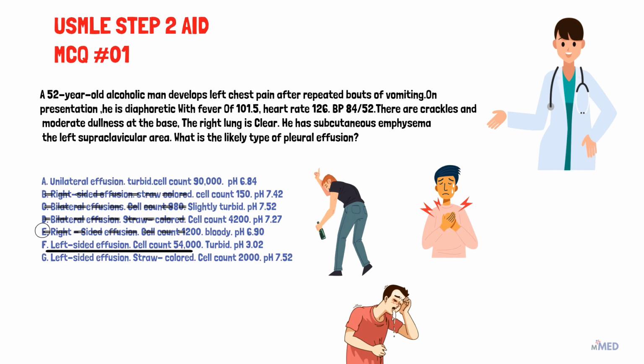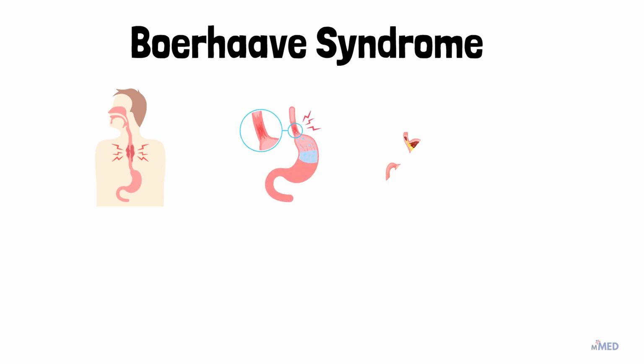By a process of elimination, the most likely type of pleural effusion in this case is a left-sided effusion. It's an exudative effusion caused by Boerhaave syndrome. Boerhaave syndrome occurs when the esophagus ruptures due to repetitive vomiting, allowing gastric contents to enter the left pleural space. This leads to an inflammatory exudative effusion.